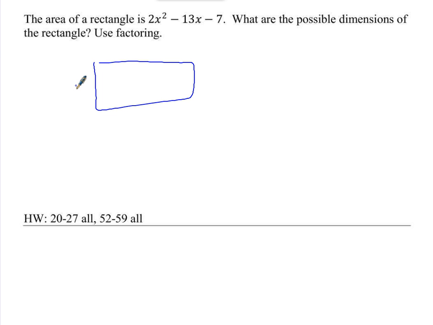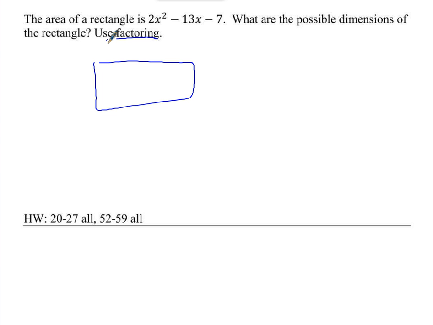And then they tell me, I haven't even finished the problem, I already know all that stuff. The area of a rectangle is this. Here's my area right here. So that means I must have multiplied 2 binomials together probably to get that area. What are the possible dimensions of the rectangle? And then again, this use factoring thing. What are we going to do here? Yep, use the box method basically.